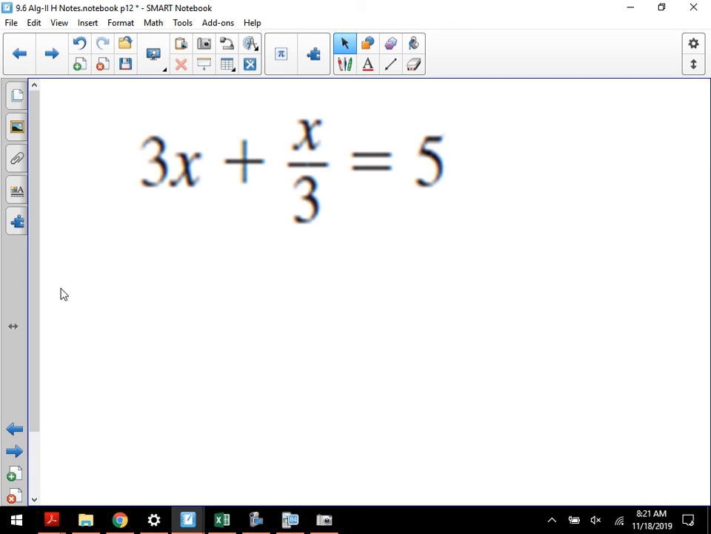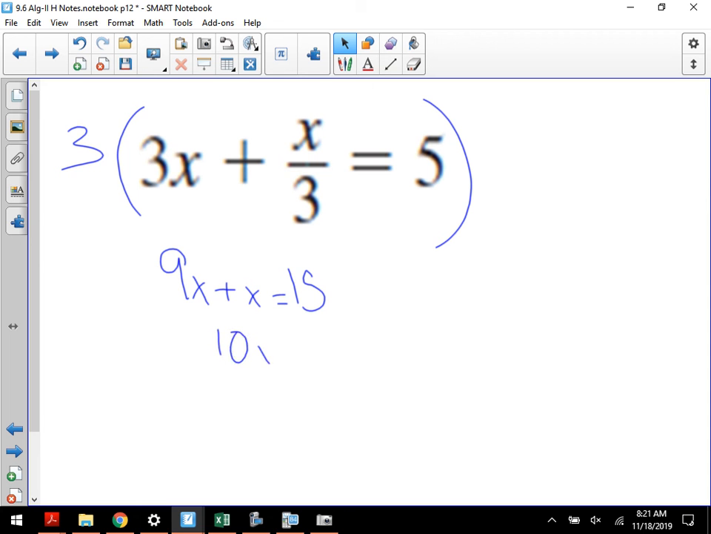So as you write it out, you're trying to get rid of the fraction, and then you distribute to all parts. Because whenever you have an equation, whatever you do to one side, you've got to do to the other. So that's where you get your 9x plus x is 15. Then you get 3 halves.